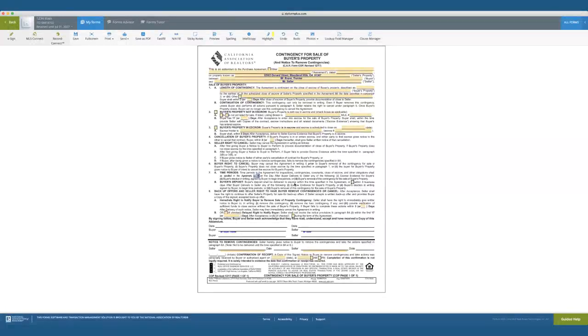But I'm telling you right now, no listing agent worth any salt is going to let you get away with that. They're going to want you to have some skin in the game. They're going to want to have that deposit.